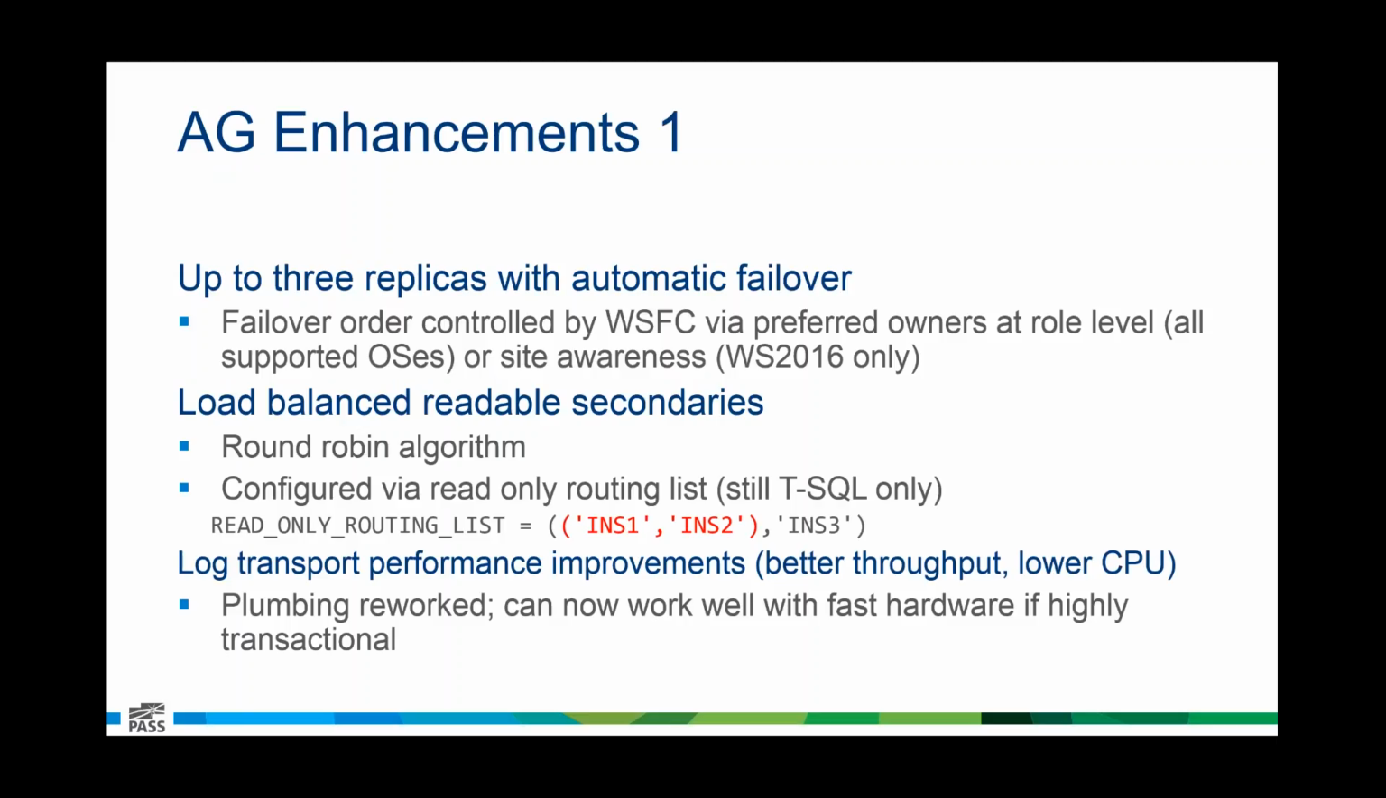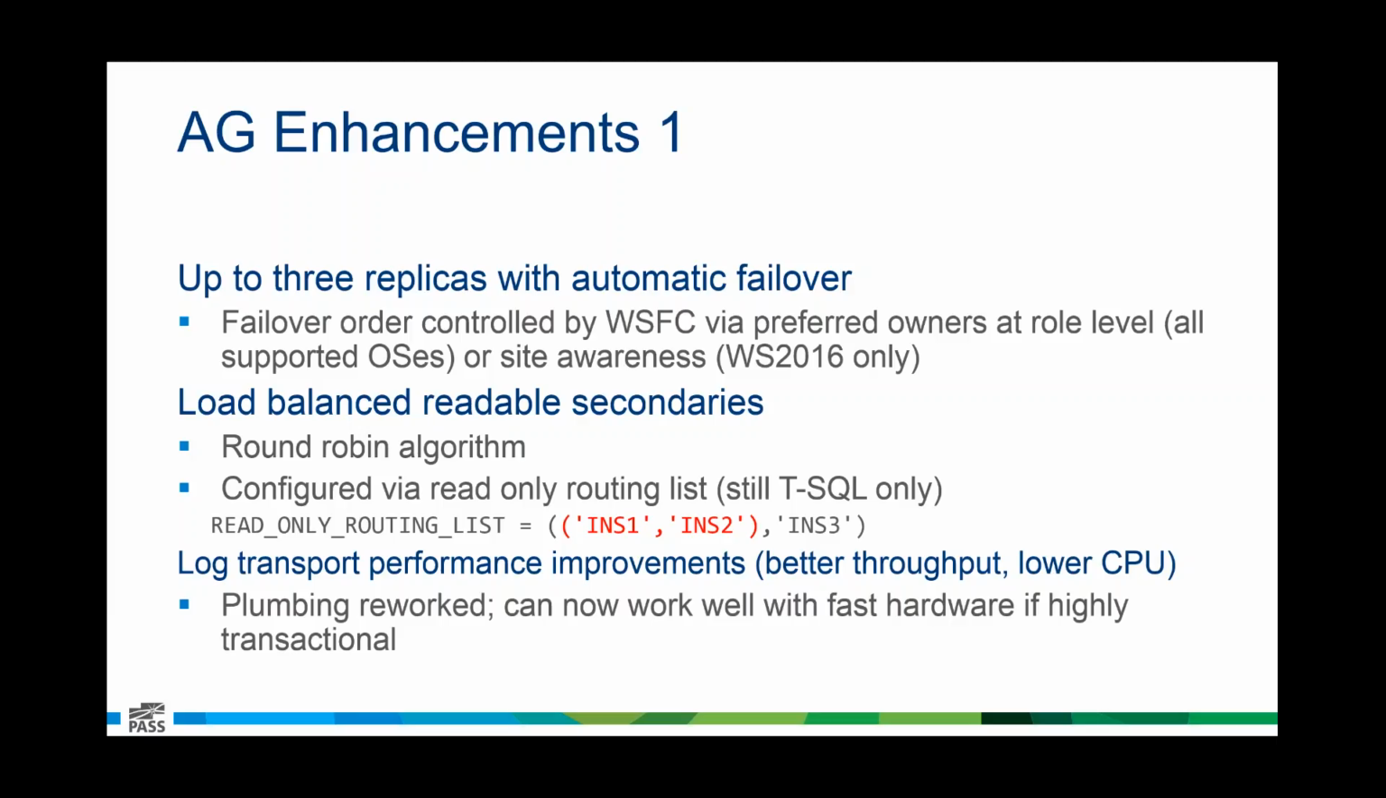So we're up from 2 to 3 automatic failover pairs that we can do. So we can have up to 3 synchronous, but only 2 could be automatic prior in 2012 and 2014. In 2016, we can have up to 3 not only synchronous, but also automatic failover partners. So let's say you had a 3-node cluster with your AG. Now, all nodes could be an automatic failover partner.